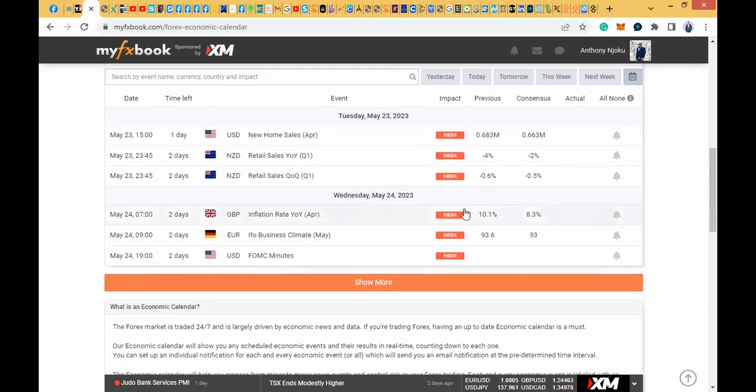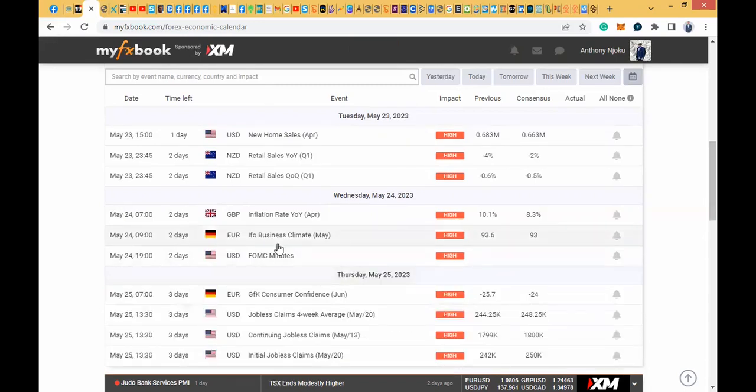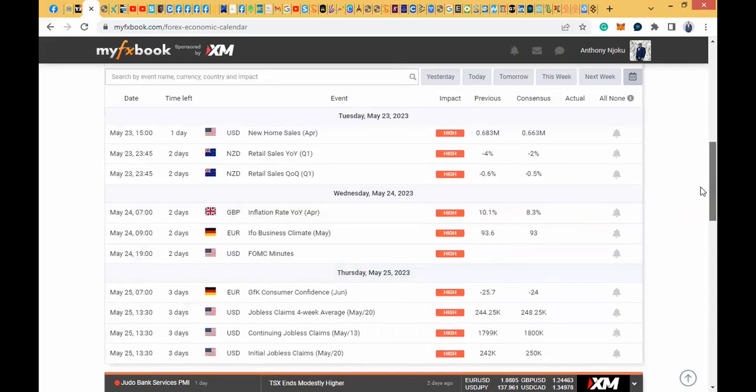Then on Wednesday, we have GBP news by 7 o'clock, this London session. And we have IFO business climate for Euro as well. FOMC minutes. Wow, this is a very, very high impact news for dollar on Wednesday too.